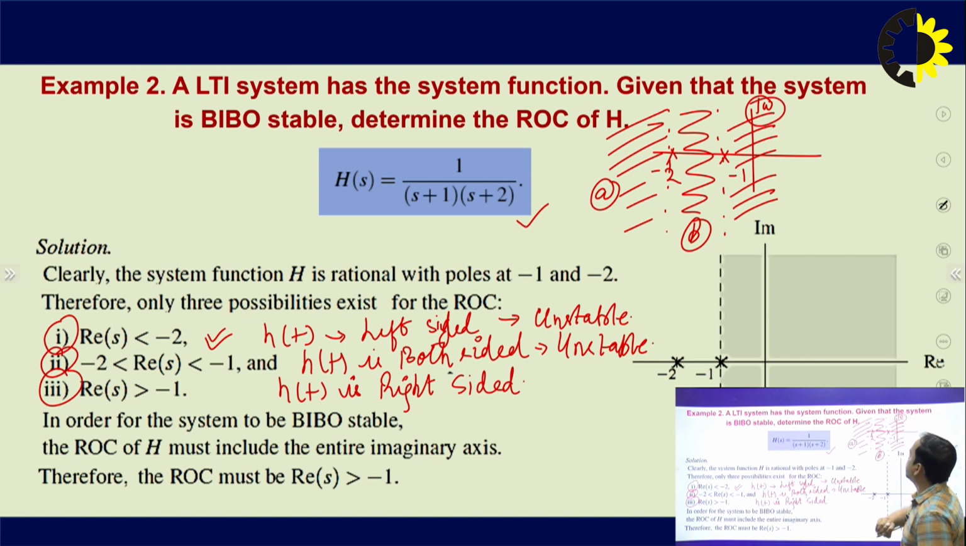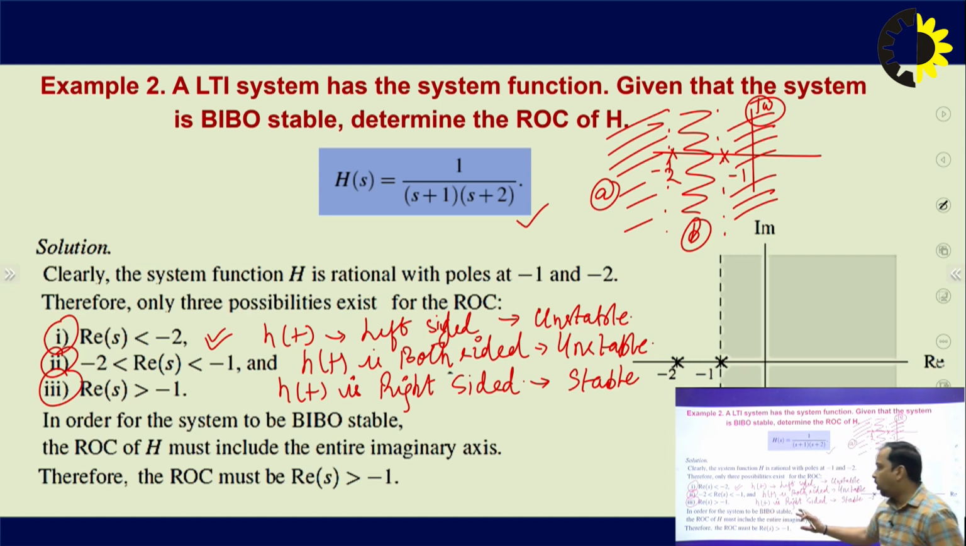Third case, when the real part of s is greater than -1, the ROC contains the j omega axis. Once the j omega axis is contained, we can say that h(t) is right-sided and the system is stable.